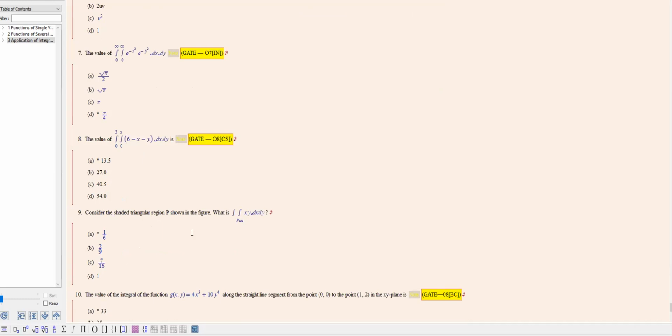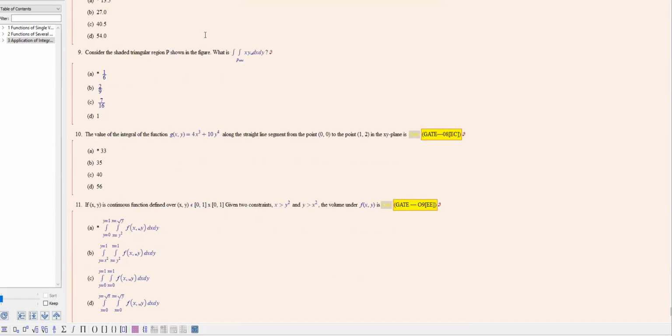Consider the shaded triangular region. The figure is missing here. I'll give this question again, but if the figure is given, find out what is the double integral. Value of the integration of a function along a straight line segment, from 0, 0 to 1, 2, in the xy plane. So this line integral we will be doing using vectors. This need not be a double integration problem. It is a linear problem along the line. In vector line integrals we will be doing.